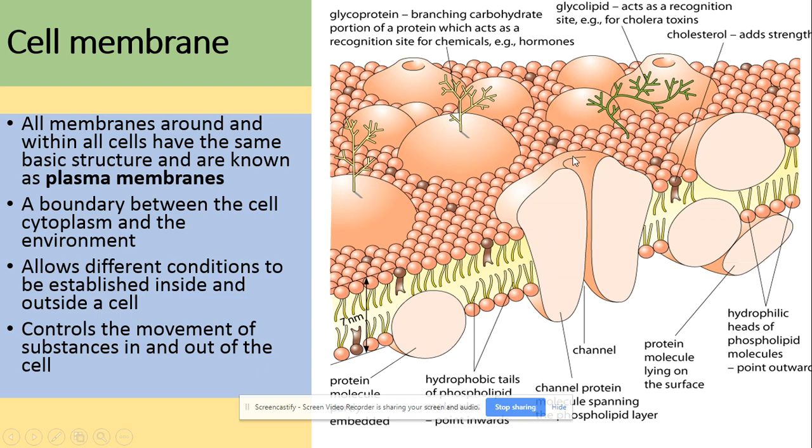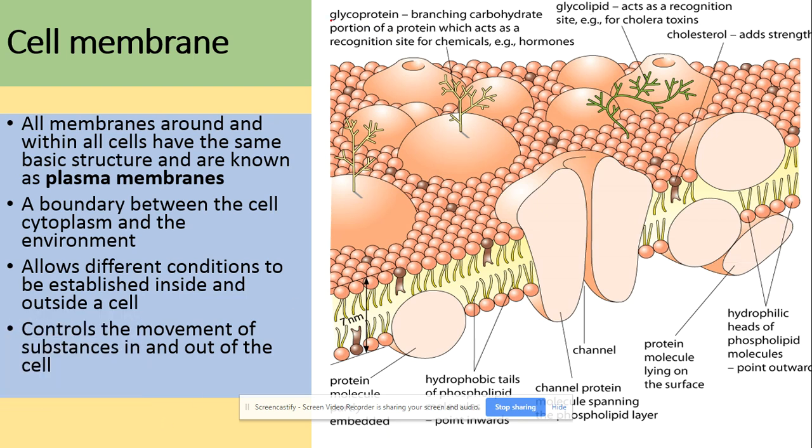We've got the channel proteins which will go through the inner and outer layer of the phospholipid bilayer. We've got then the proteins that will be lying on the surface of the membrane, on the bottom, on the top here. We've got the cholesterol which will add strength. And then finally, we've got glycoprotein and glycolipid. So now, how can you recognize them really easily?